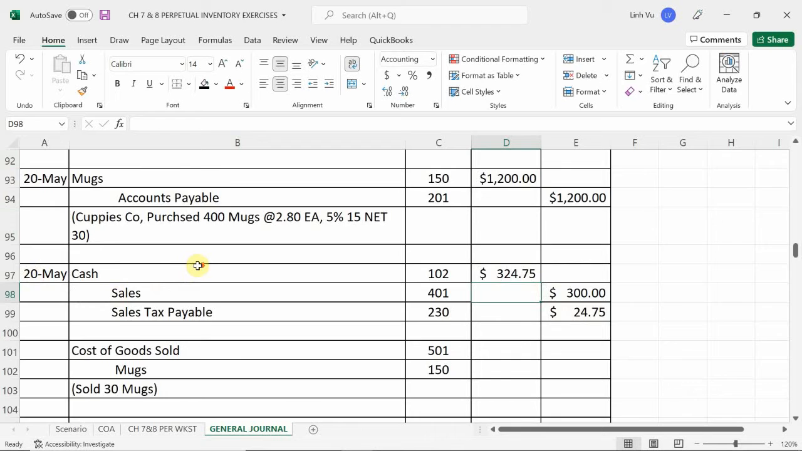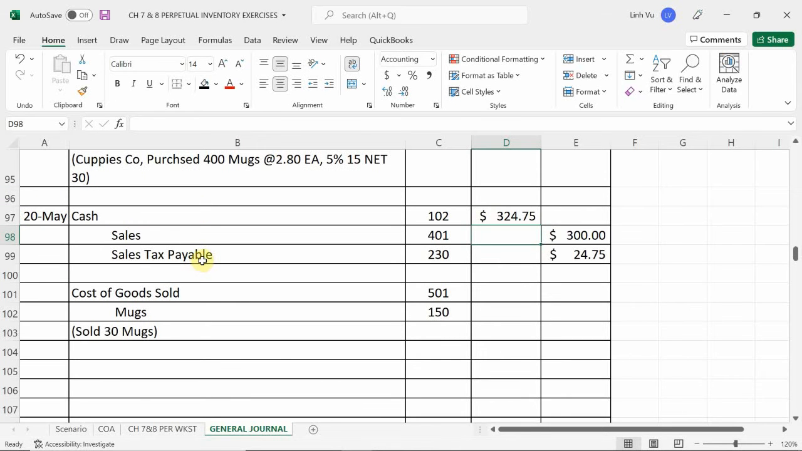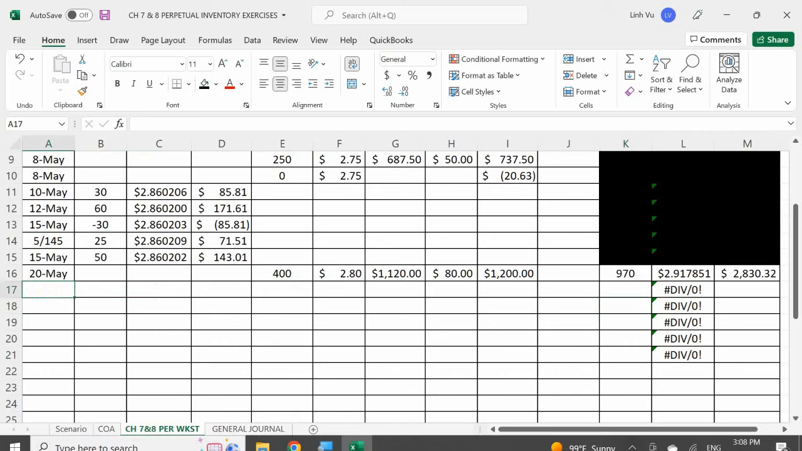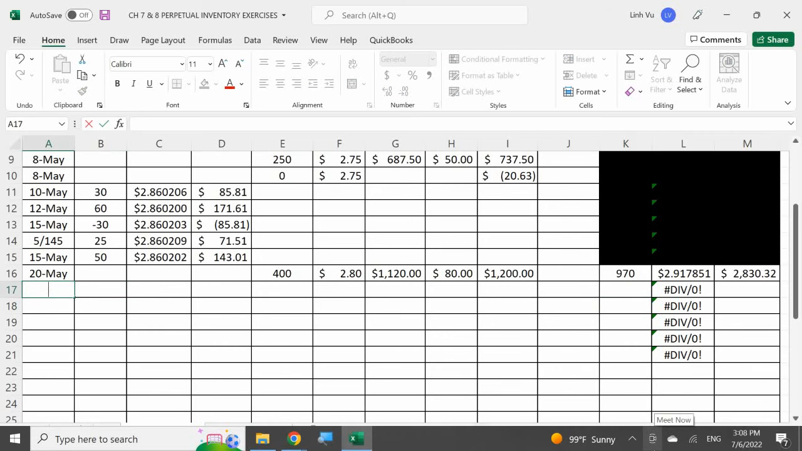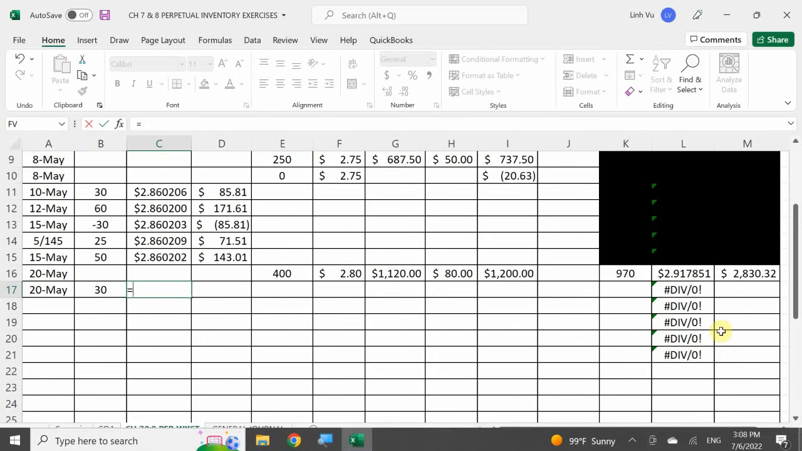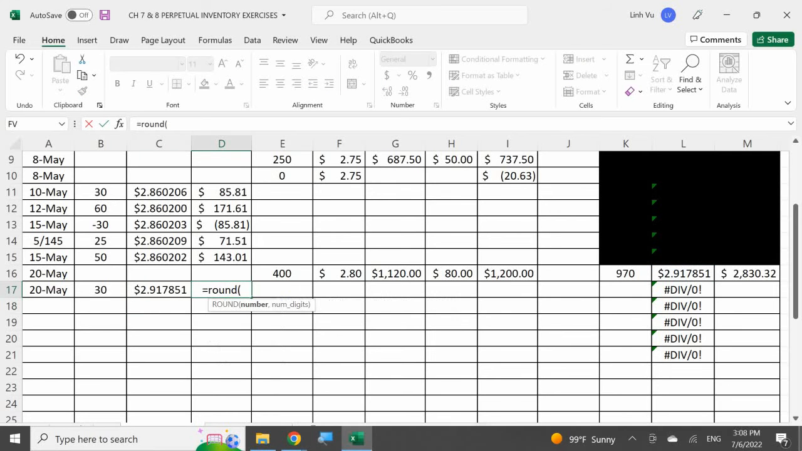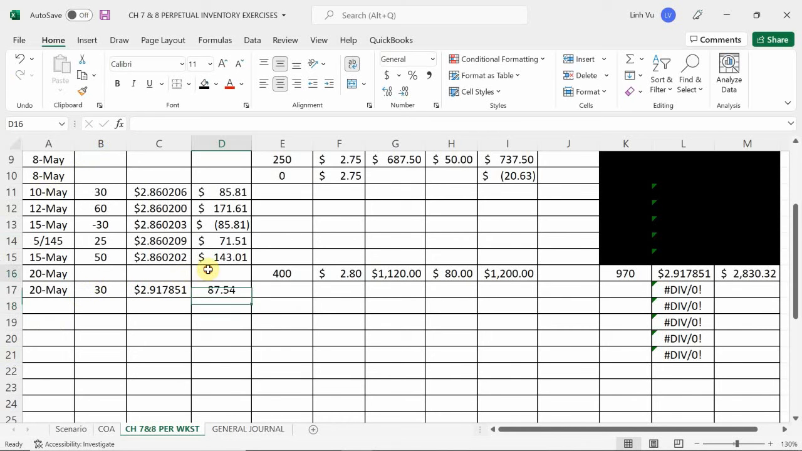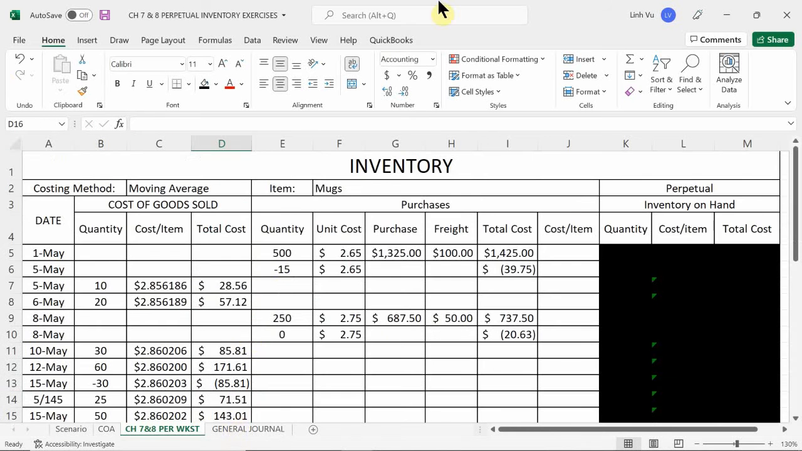Because I end up selling another 30 mugs, now I can calculate that after my purchase. My average cost per item has definitely increased. So 30 units at $2.91, what is my cost of goods sold now? $87.54. $87.54 is correct.